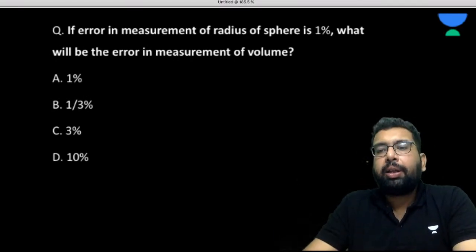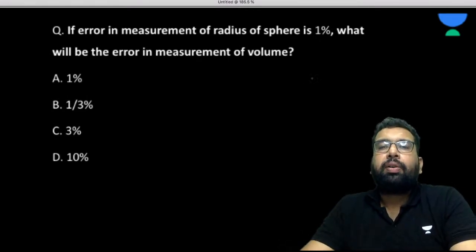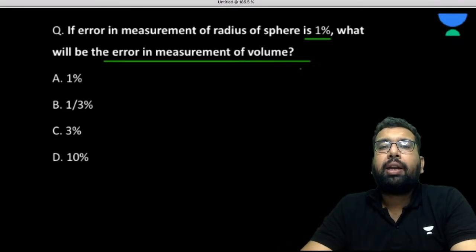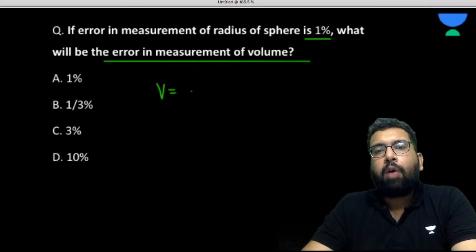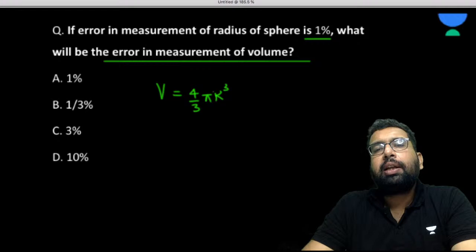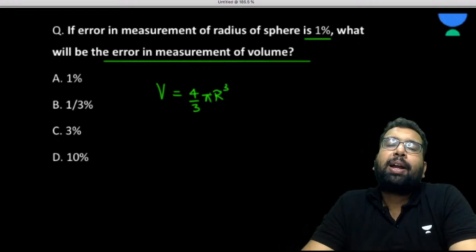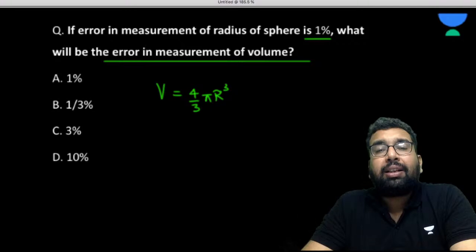If the error in measurement of the radius of a sphere is 1%, what will be the error in measurement of volume? What is the volume of the sphere? It is 4 by 3 pi r cube. Basically, it is proportional to r cube, because there is no error in 4 by 3 pi. It is a part of the formula, so it has infinite significant figures. So we are sure about 4 by 3 pi.